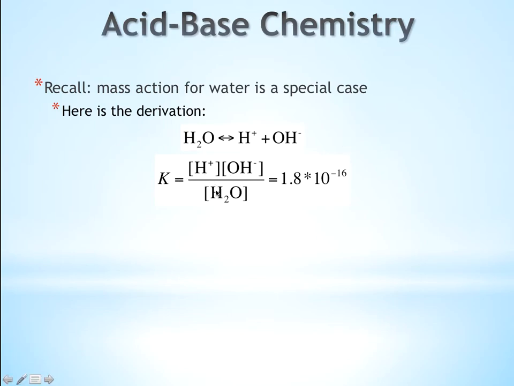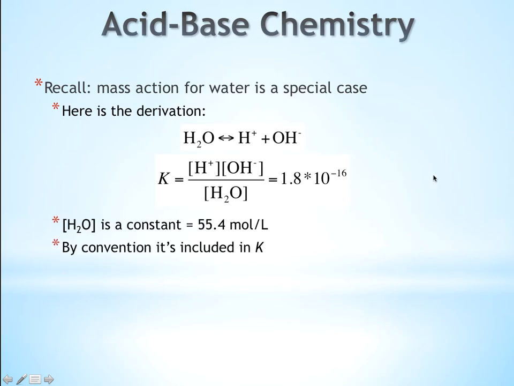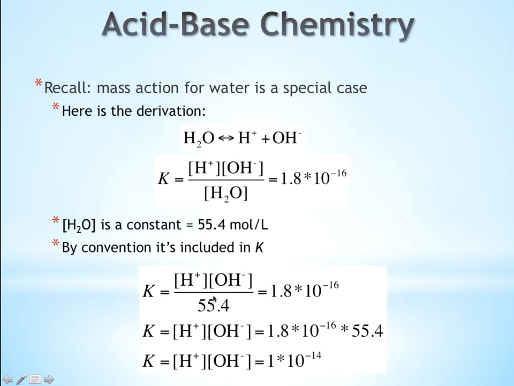So with our reactants on the bottom, our products on the top, and K being equal to this number right here. But the concentration of water is a constant, as we talked about before in class, 55.4 moles per liter. So by convention, we include that number in K. And doing that looks like this. So we have 55.4 on the bottom. Instead of keeping that on the bottom, we just move it over here and multiply it by the equilibrium constant for water, which is 10 to the minus 14, which is what you've been using in class.